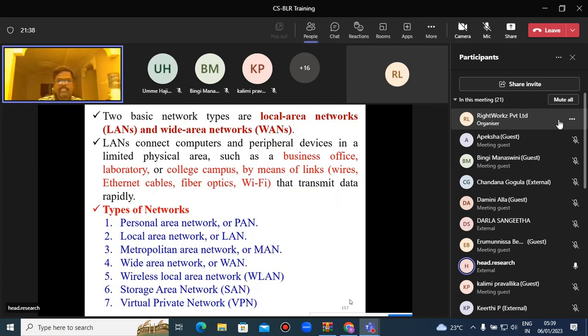If you see, there are two basic network types: local area network and wide area network. What is meant by local area network? A local area network connects computers and peripheral devices in a limited physical area, such as a business office, laboratory, or any college campus laboratory, by means of links, wires, Ethernet cables, fiber optics. Wi-Fi means wireless fidelity that transmits data rapidly. So that is called a local area network.